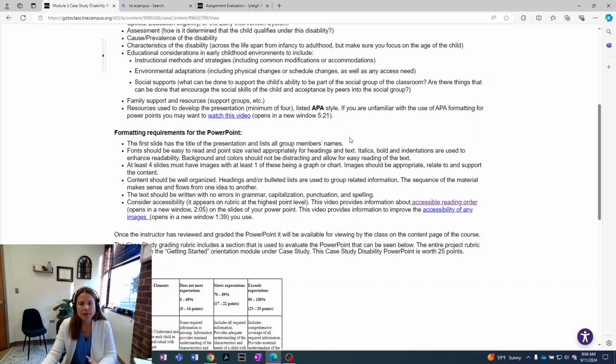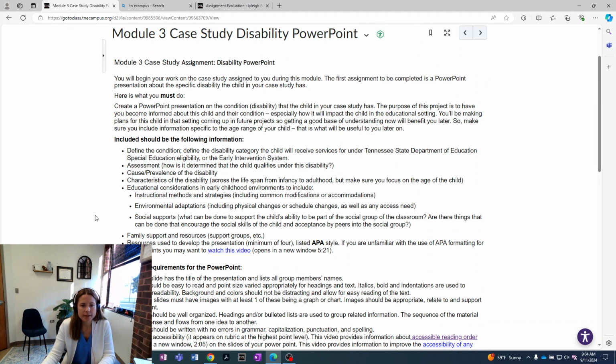But I said I wanted you to have at least 4. You could have more than 4, but you need to have at least 4 resources, which means you're going to have to do a little research. So I want you to think about, you can use the database through your college or through Walters State, and think about how you would be able to use that resource. Specifically, trying to figure out all of these things.